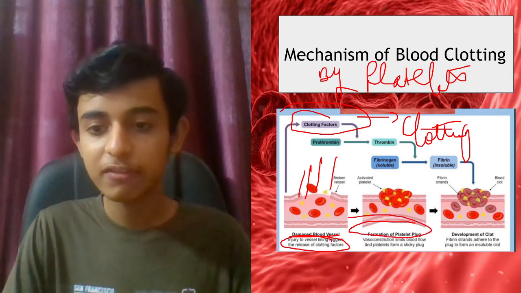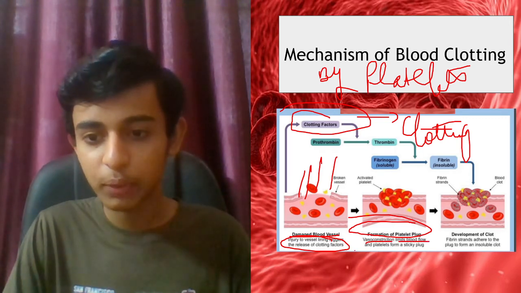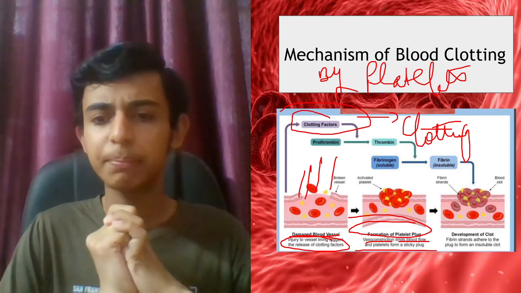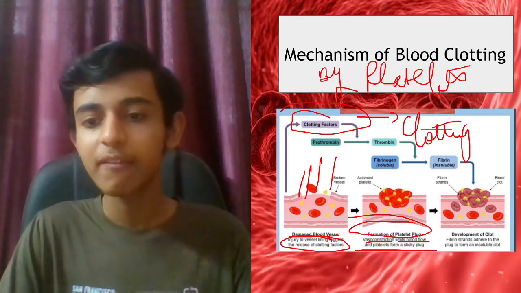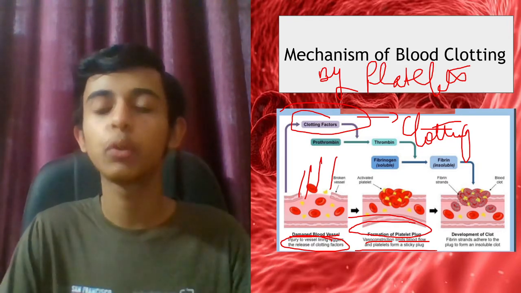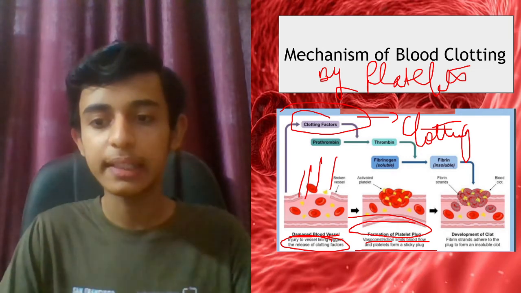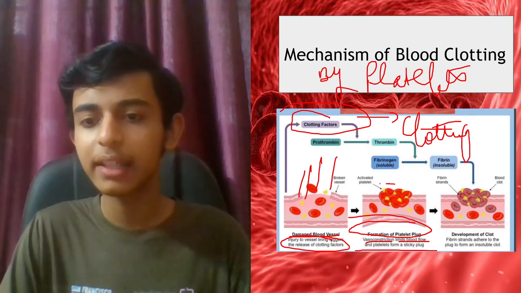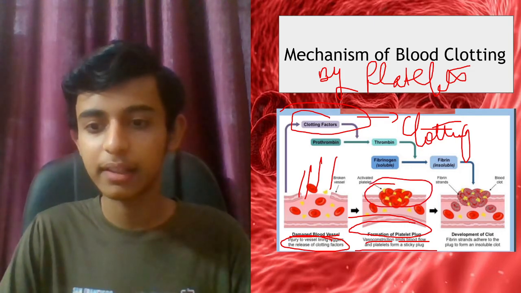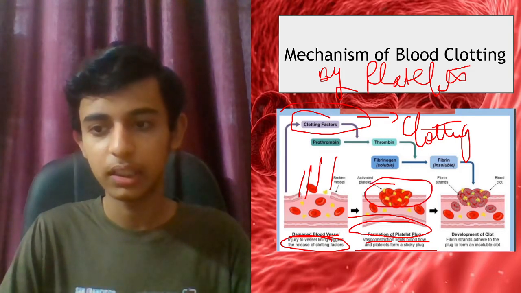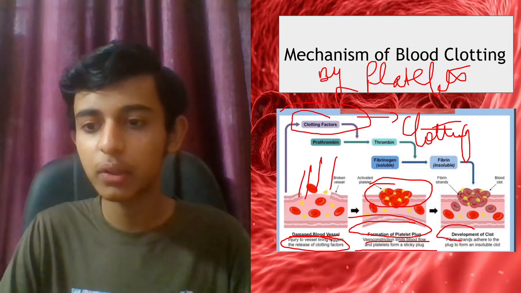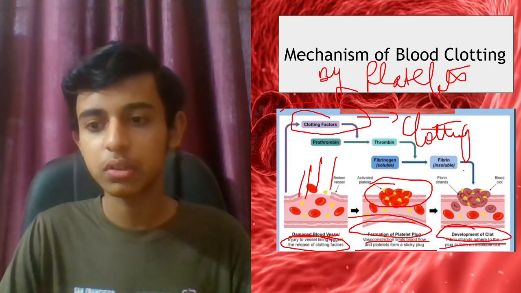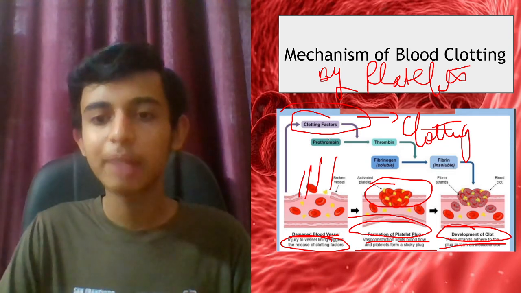So what happens? Vasoconstriction limits blood flow and platelets form a sticky plug. Together they join and form a sticky plug. Vasoconstriction means the overflow of blood is going to be limited. They are going to limit the flow of blood and make this platelet plug, a sticky plug. And after that, when they join to form this, they are going to make a clot. So you're able to understand this.